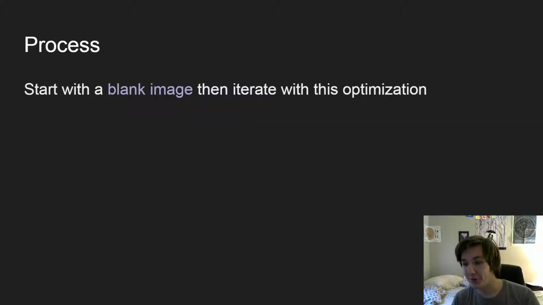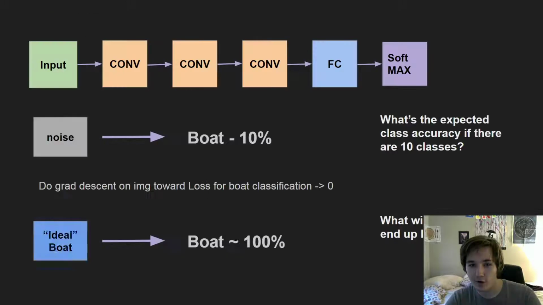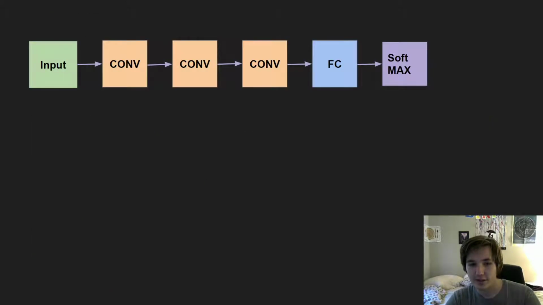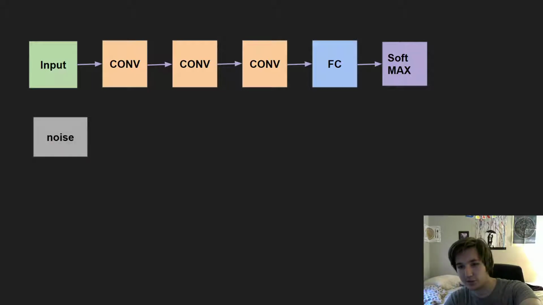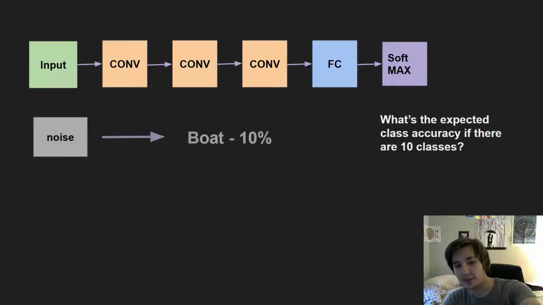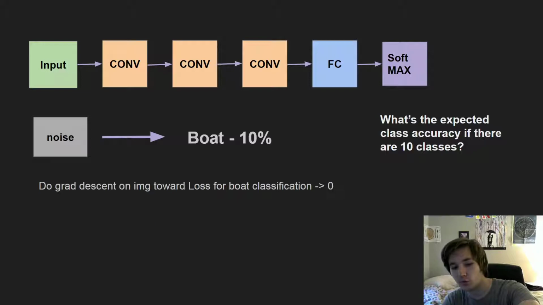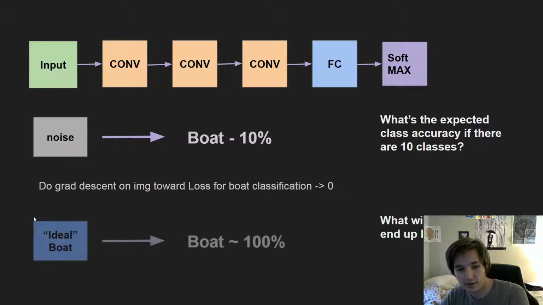This is the same process as what we did before. Before, we take some blank image, and then we take that image and do gradient descent on it with this optimization that I'm telling you about. And we want to keep gradient descending until we get this ideal boat, until we get this new image.